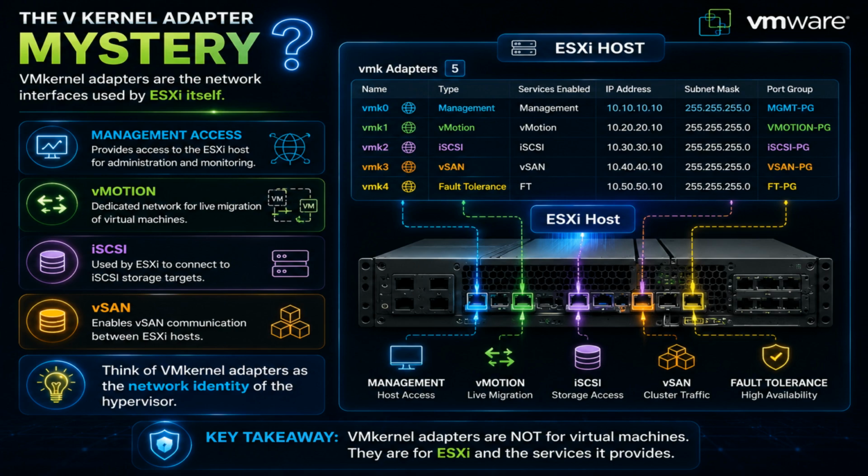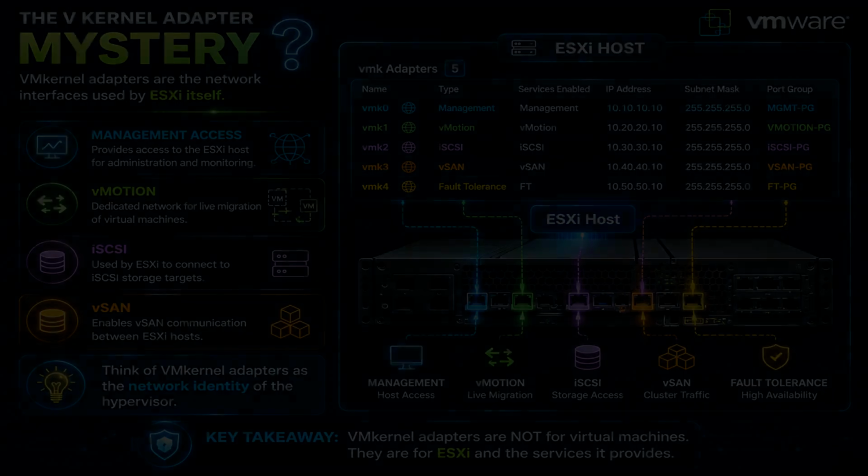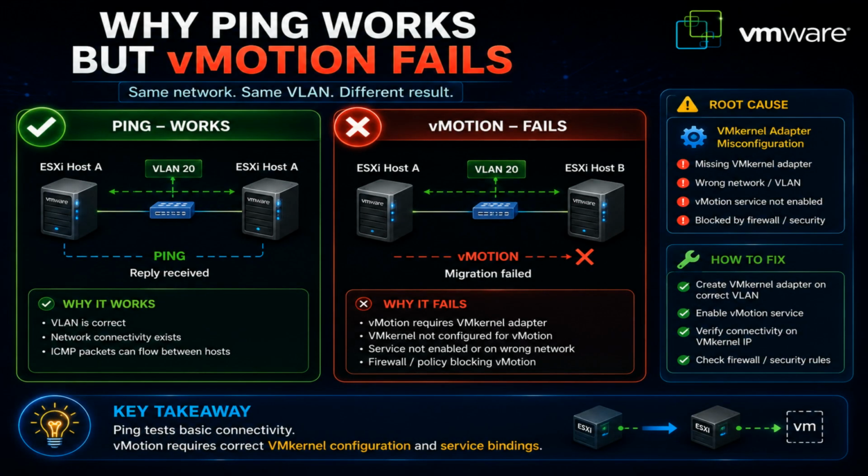Misunderstanding vMkernel adapters often causes one of VMware's most frustrating troubleshooting scenarios. Why does ping work perfectly while vMotion keeps failing? This happens more often than you'd think. The VLAN is correct, hosts can ping each other, basic connectivity exists, yet vMotion refuses to migrate virtual machines. The reason is simple. vMotion requires a properly configured vMkernel adapter with the vMotion service enabled.